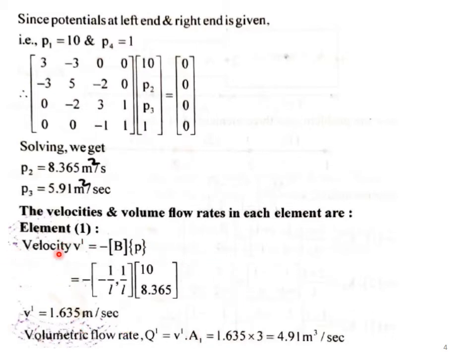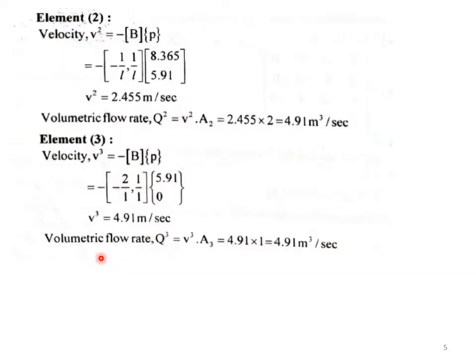Similarly, we will be solving for the velocities and the volumetric flow rate for element 2 and element 3, following the same equations. For element 2, velocity V2 is equal to minus B into P, where the potentials of element 2 are P2 and P3. P2 is 8.365 and P3 is 5.91, which we determined in the previous section where we solved for the unknown potentials. Minus of minus 1 by L into 1 by L. Upon substitution, we get V2 is equal to 2.455 meter per second.